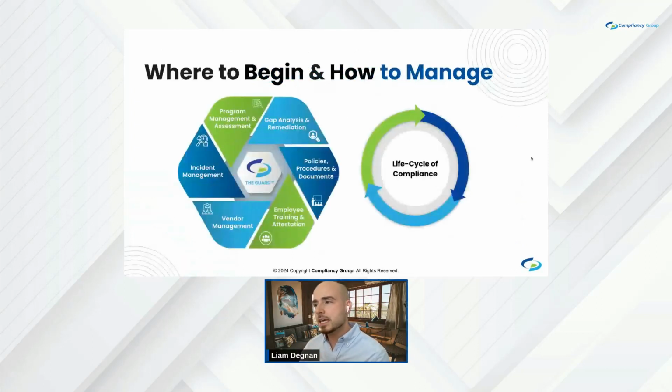And generally speaking, there is a life cycle that we recommend following within this. So we're going to be breaking this down much further and going through each of the 7 elements. But in general, one of the things Health and Human Services calls the foundation of a compliance program is going to be risk assessment.